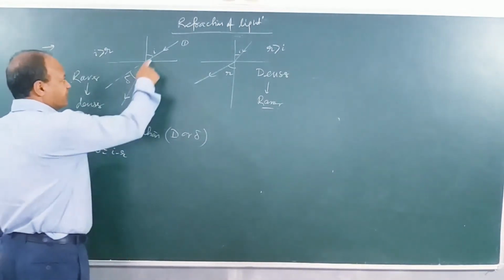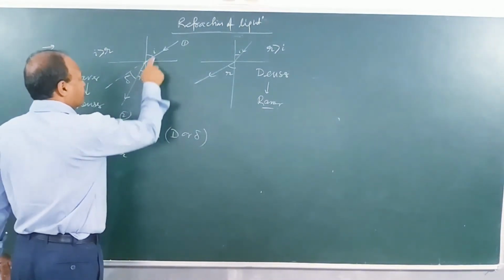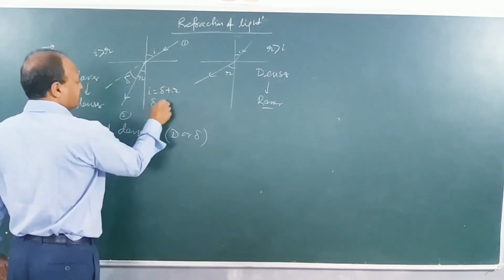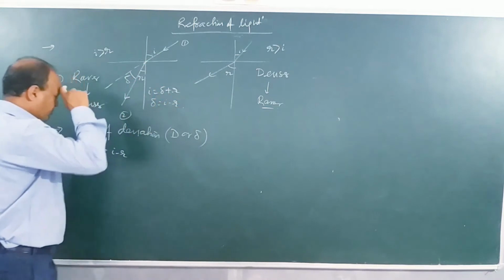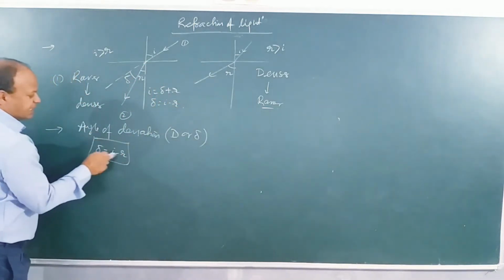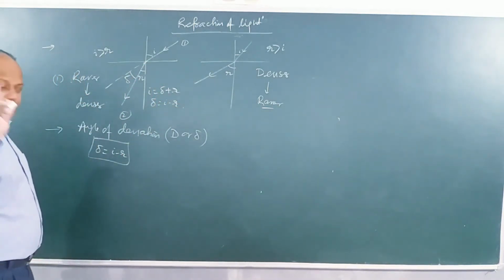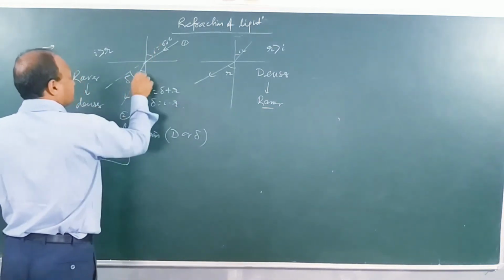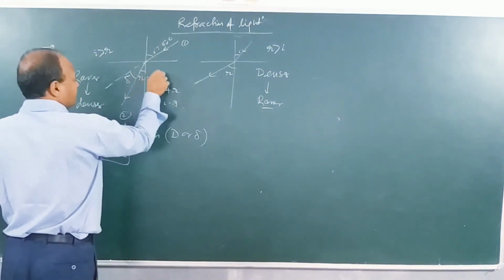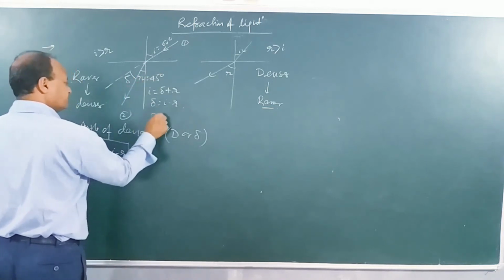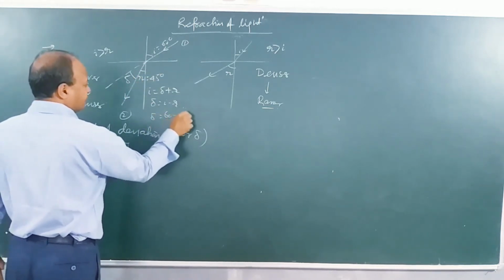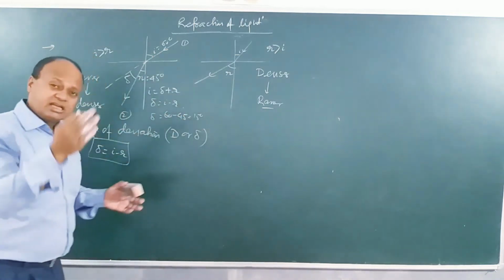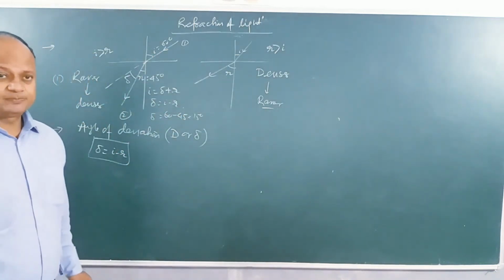You can very well understand that i will be equal to delta plus r, vertically opposite angles. Delta is equal to i minus r. So you can just remember here that angle of deviation is i minus r. Suppose i is 60 degrees and r is 45 degrees. What will be delta? 60 minus 45, which is 15. The ray has deviated by 15 degrees.